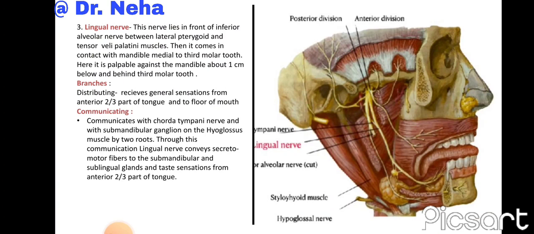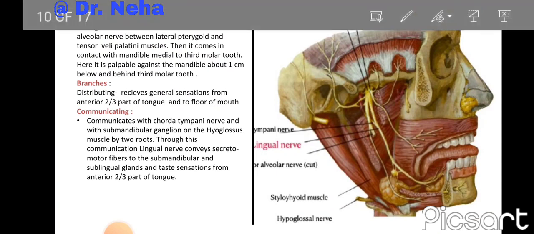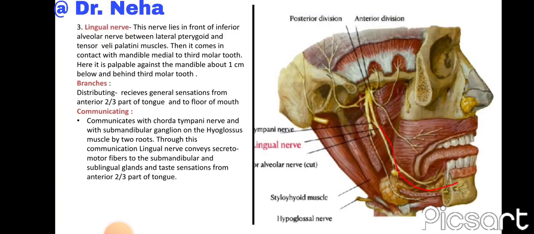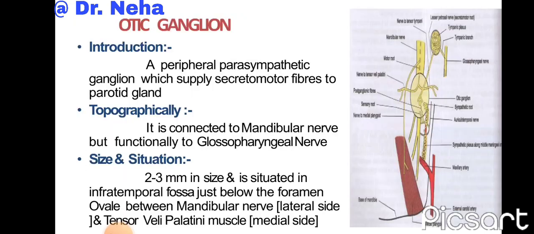Branches and distribution: it receives the general sensations from the anterior two-thirds of the tongue and the floor of the mouth. So in the diagram we can see this is the lingual nerve. It provides communicating branches to the chorda tympani nerve and the submandibular ganglion on the hyoglossus muscle. Through this communication, the lingual nerve conveys secretomotor fibers to the submandibular and sublingual glands and taste sensations from the anterior two-thirds of the tongue.